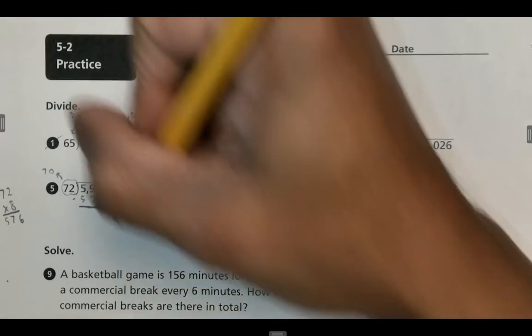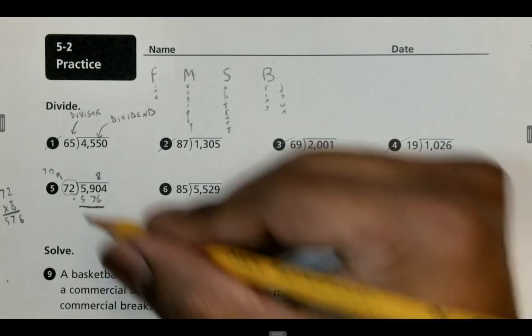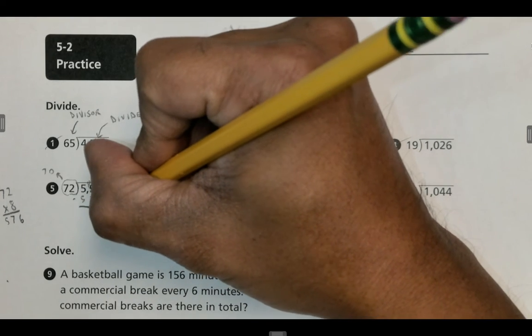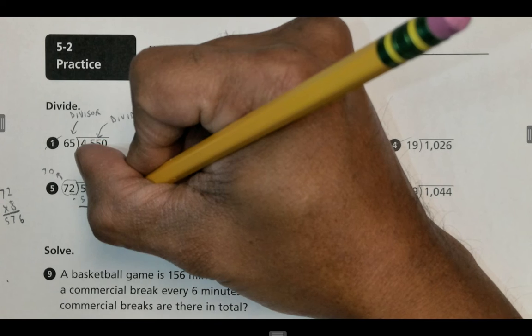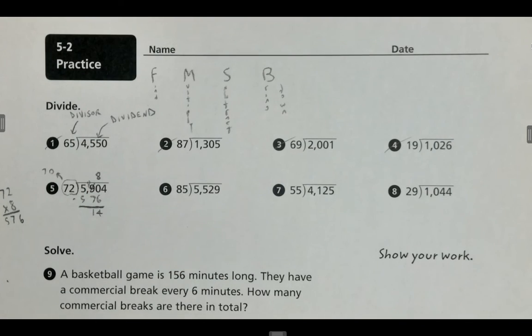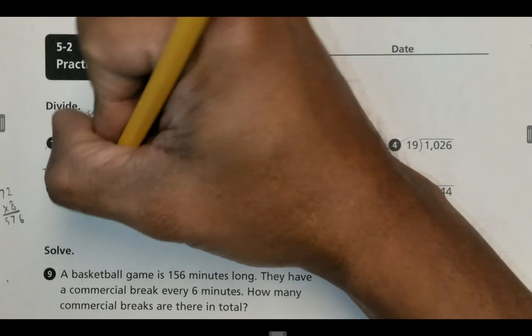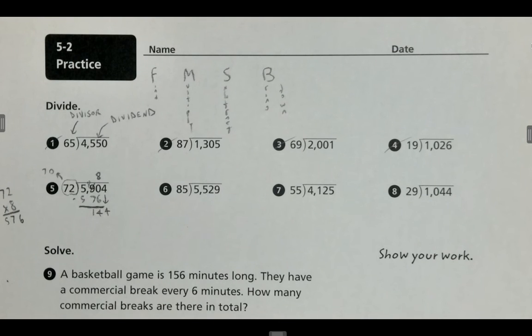Next, I'm going to subtract. The 0 has to borrow from the 9. 10 minus 6 is 4. 8 minus 7 is 1. The 5's cancel. After we subtract, we bring down. And the new number that's formed is 144. Now, how many times does 70, to get in the ballpark, go into 144? Well, I'm thinking twice. 70 times 2 is 140. Now, 2 is my guess.